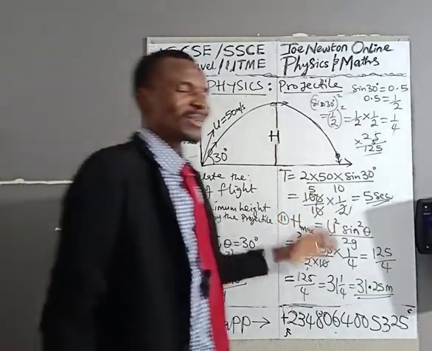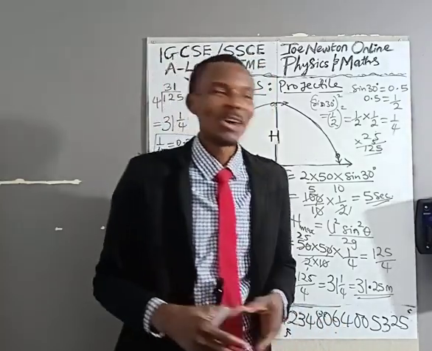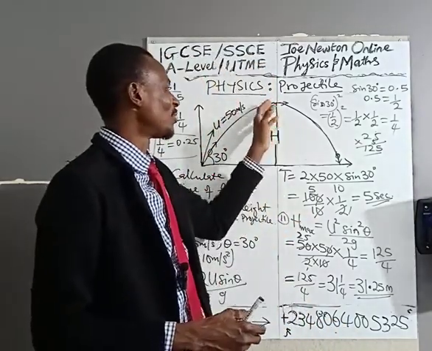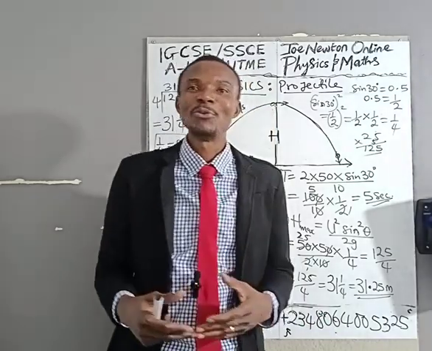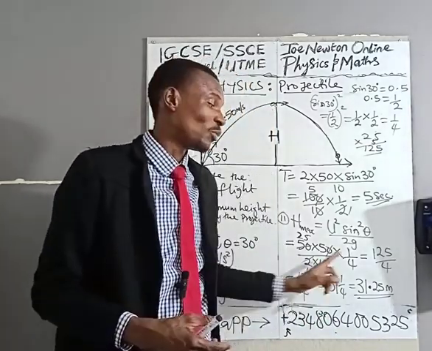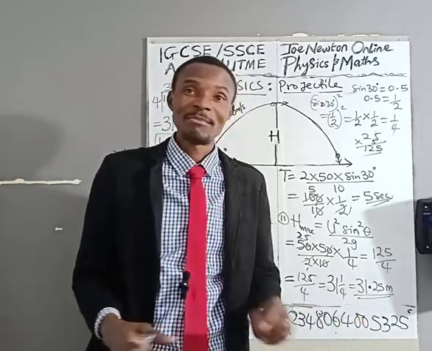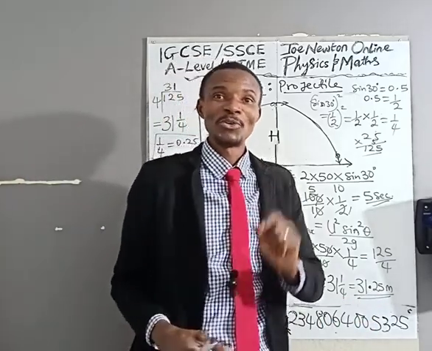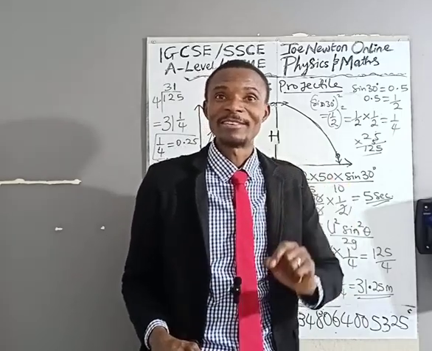So our answer, the maximum height attained by this particle, this body, is 31.25 meters. Not thirty-one twenty-five, because the figures after the decimal are not up to one whole number. So you pronounce it as it is, like a decimal.